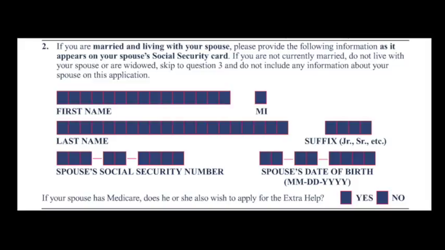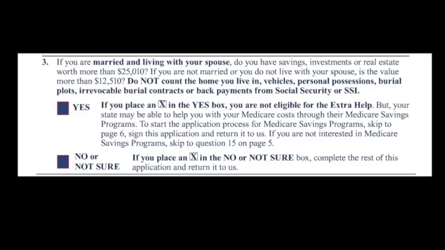The only time you would not fill this out is if they are not married or living with their spouse. Then, the questions ask if the spouse would also like to apply for extra help. You check yes or no. Question 3 is about resources. Once again, you can see these numbers are different because, again, this is an old application. Always refer to the most recent numbers that we have provided for you.